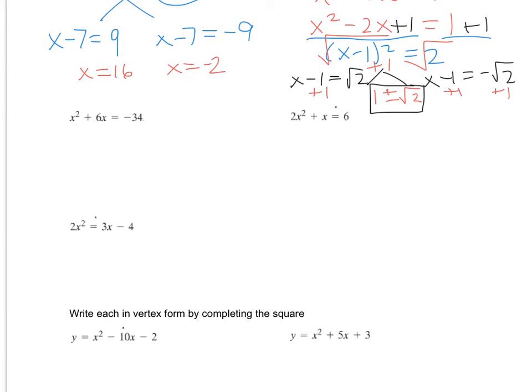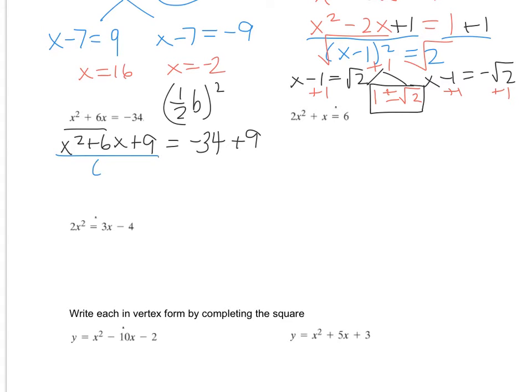So what we're going to do is I have an x squared plus 6x. I want to make a perfect square trinomial. So I'm going to take half of my b, square it and add it to each side. Half of 6 is 3. 3 squared is 9. So I'm going to write x squared plus 6x plus 9 equals, don't forget to add it to the other side, plus 9. This part is a perfect square trinomial, and it factors into x plus 3 squared. And this is going to be negative 34 plus 9, which is negative 25.